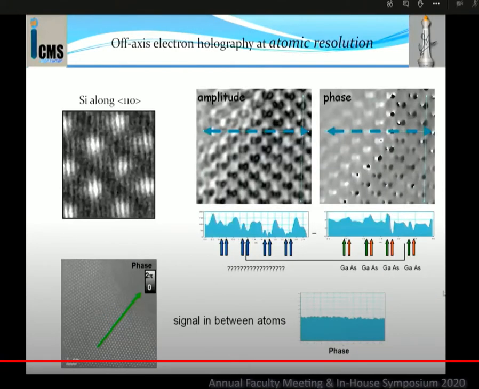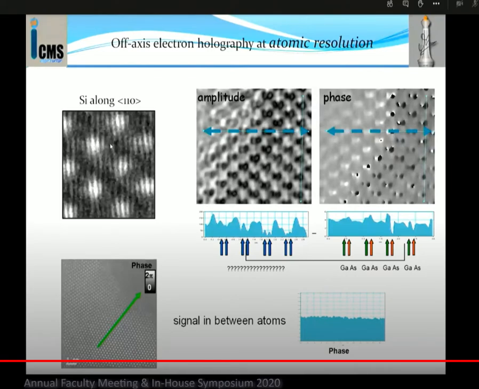At atomic resolution, you have to record the hologram at the sub-angstrom length scale. There's an example of silicon along the 110 orientation showing the lattice of silicon, and in that you can see the fringes at the sub-angstrom length scale. And here on the right-hand side are the amplitude and the phase extracted from such an atomic resolution hologram of a gallium arsenide sample along the 110 orientation.